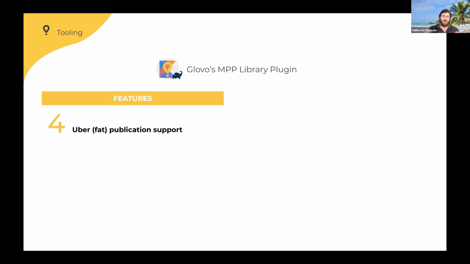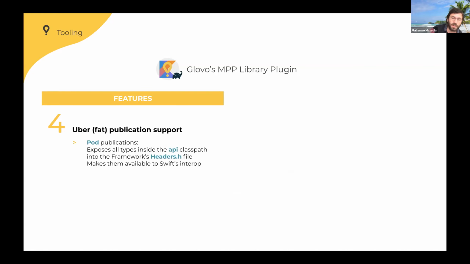Okay. So the last feature that we have built in this multi-platform library plugin is the URL file publication support. It's hard to understand now, but I think it's going to be clear later in the next slides. Basically, this feature means that in your pod publication, all the modules and the types that are in your code and in the transitive dependency code declared in the API classpath will be exposed in the header frameworks.